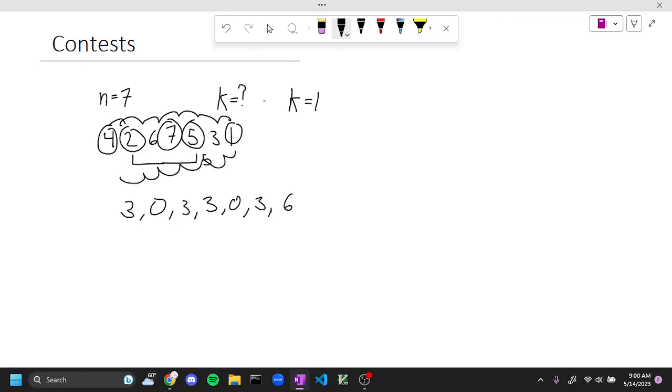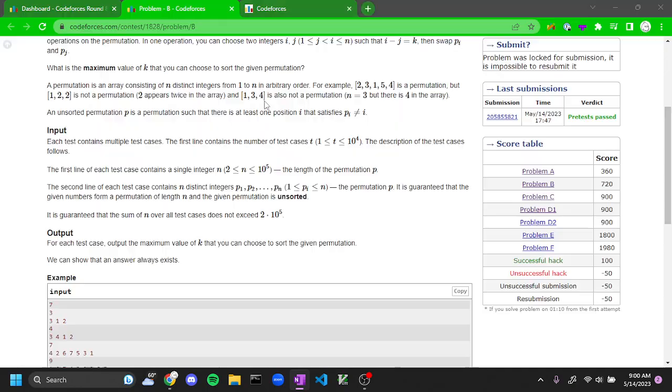And then you realize that we can see a pattern here, right? So 4 can only get to indices where the distance is divisible by 3. 2 can only go to distances divisible by 0. And then if you take the GCD of all these numbers, you end up getting 3. Okay, so now let me go over the code.